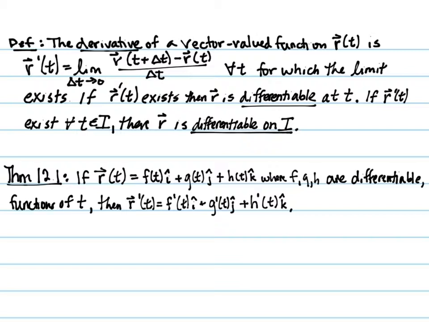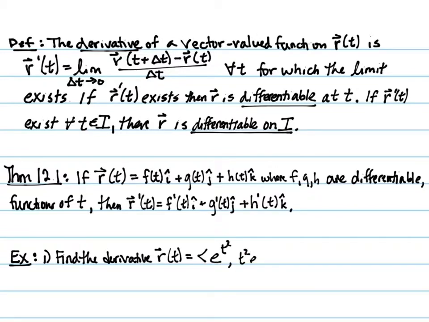All right, so component-wise differentiation, right? That's what we're doing. So we're going to do some examples with some derivatives now. Our first example is to find the derivative of r of t equals e to the t squared, e to the 2t, and secant of 2t.